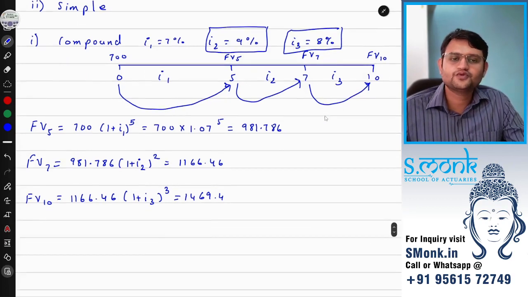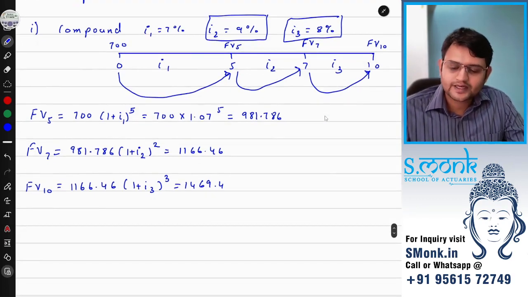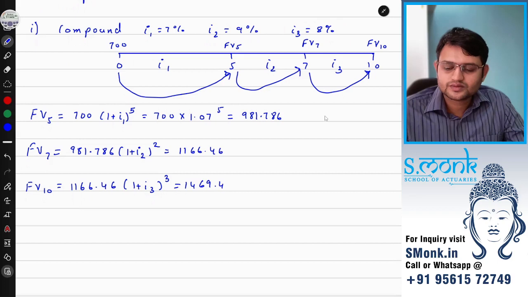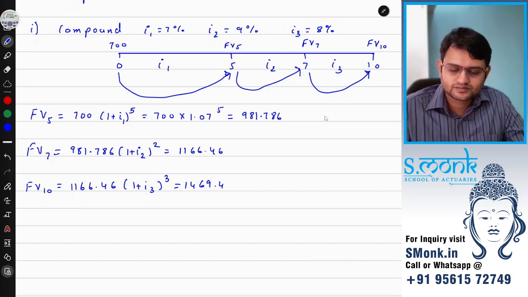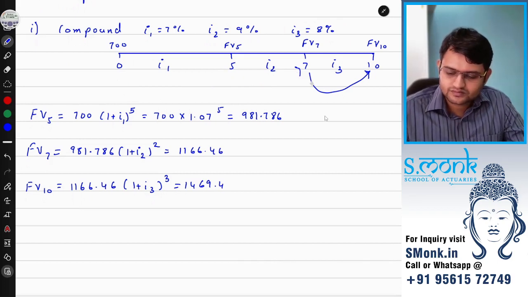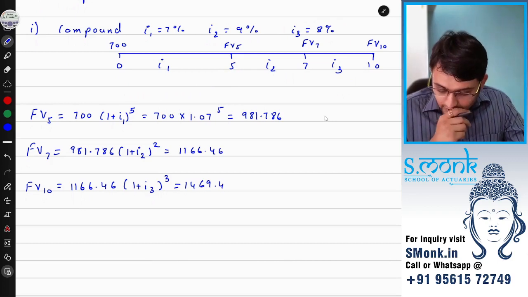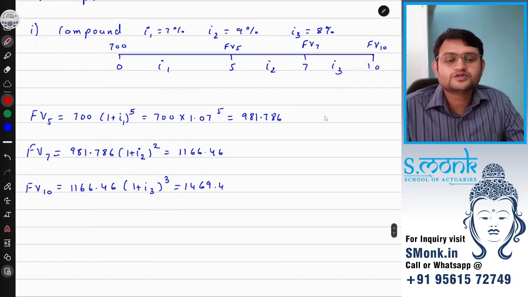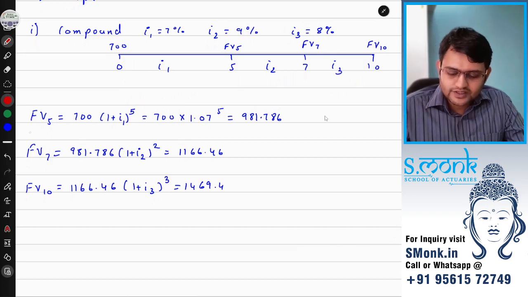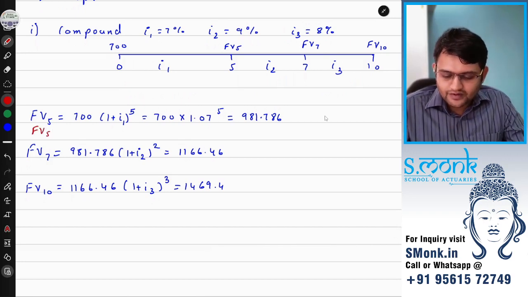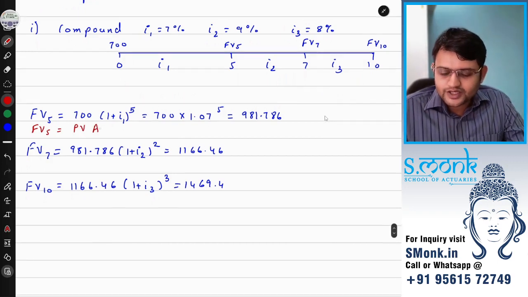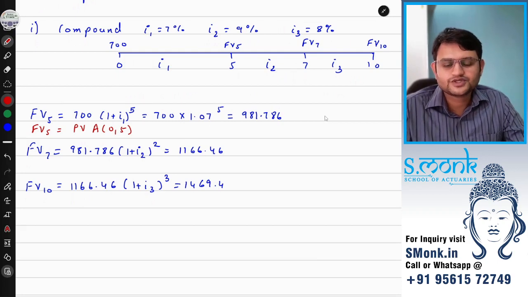That becomes my future value at time 10. Like here, if I want to write it in terms of present value, future value and accumulation factor, I will say this is future value at time 5. That would be present value at time 0 into accumulation factor from 0 to 5. This is the equation.